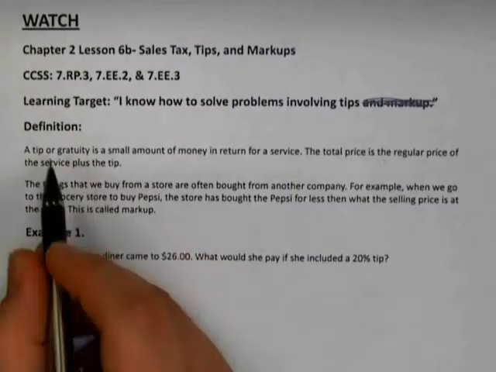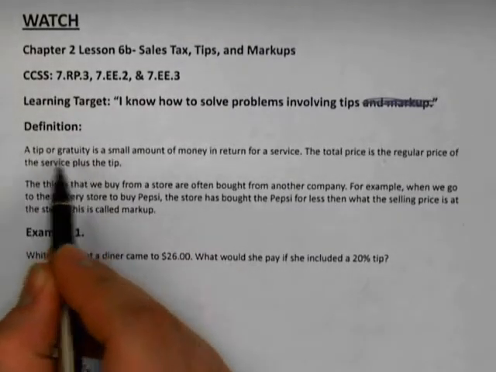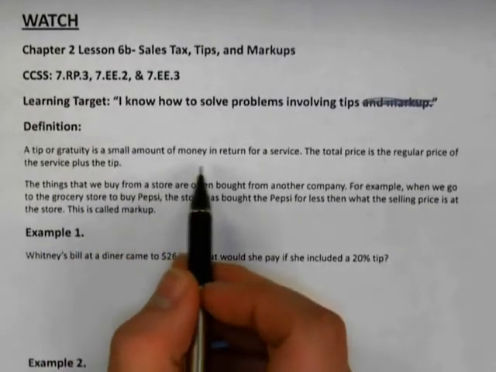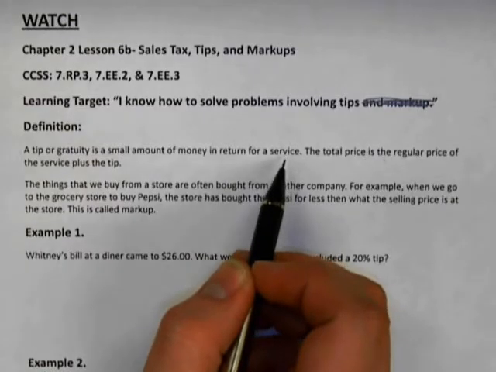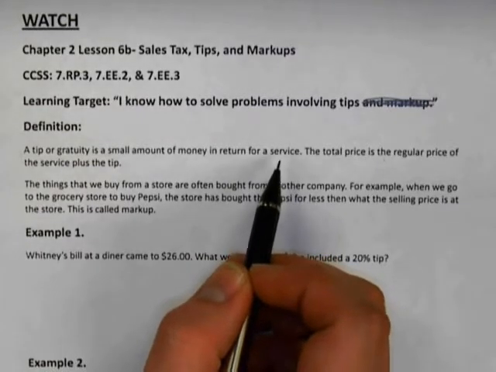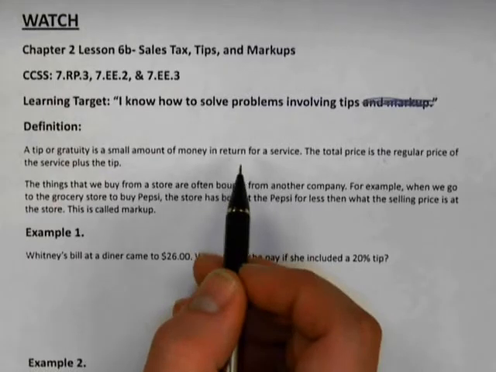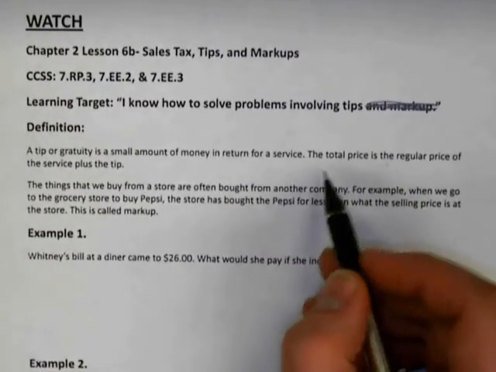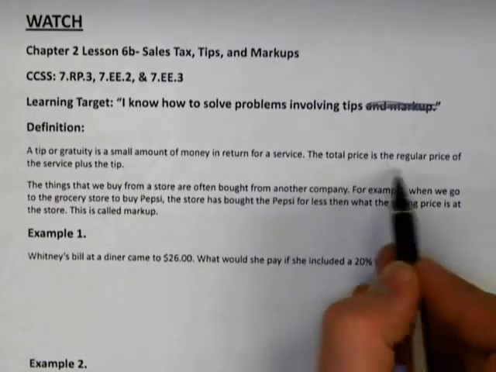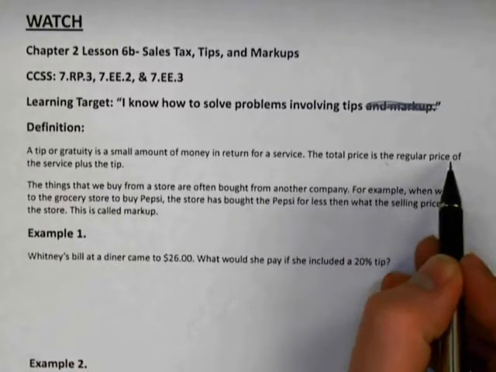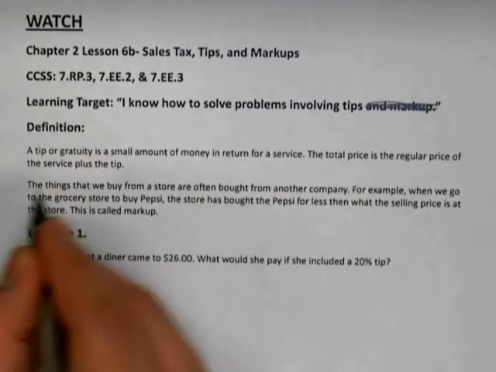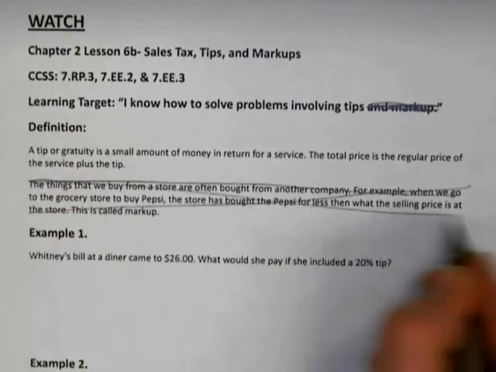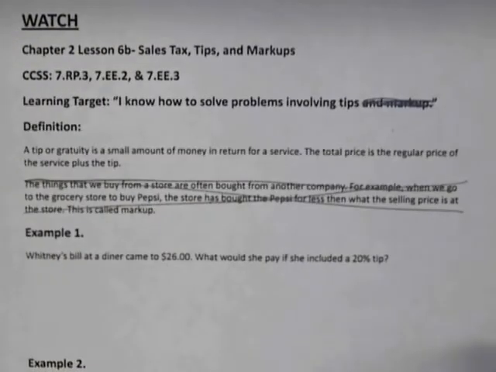So let's first define what a tip is. A tip is a gratuity, so that's just a different word for it, which is a small amount of money in return for a service. So you tip like a waiter or a waitress, or a taxi cab driver or somebody like that. The total price is the regular price of the service plus the tip. And then this part right here, we're going to cross that out for now. That has to do with markup, and we're gonna take care of that tomorrow.